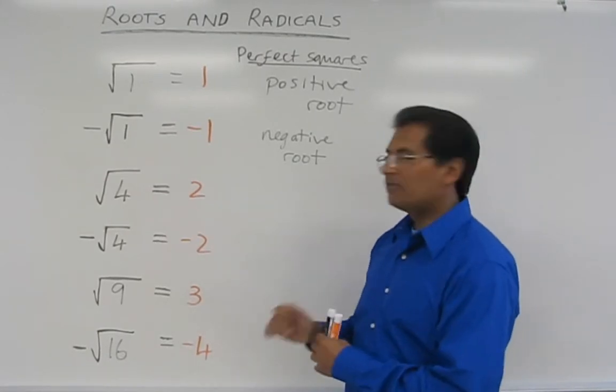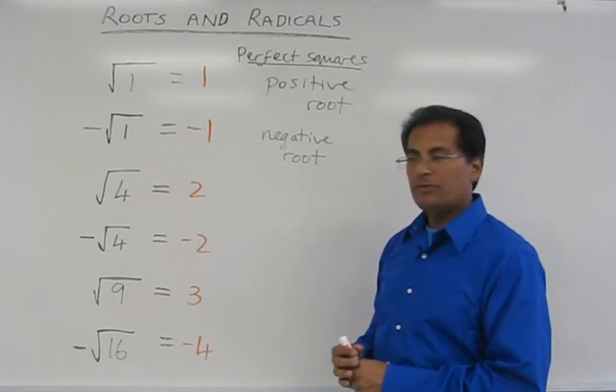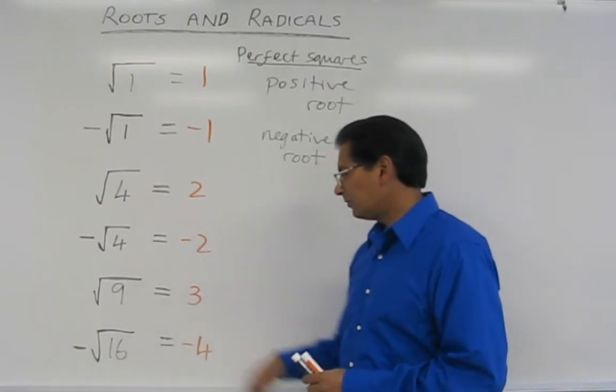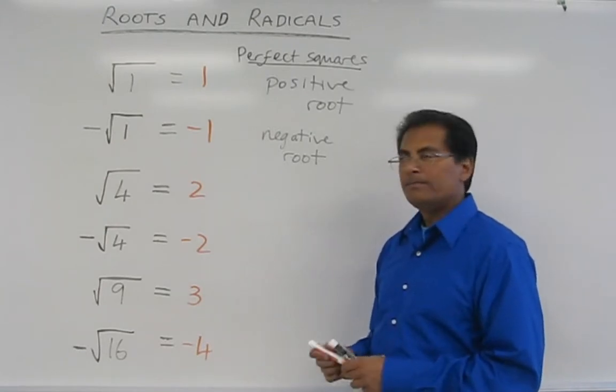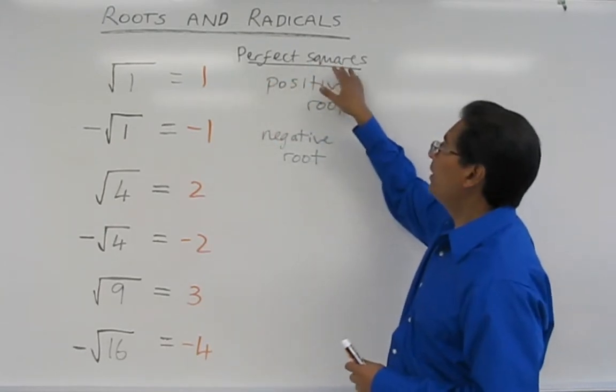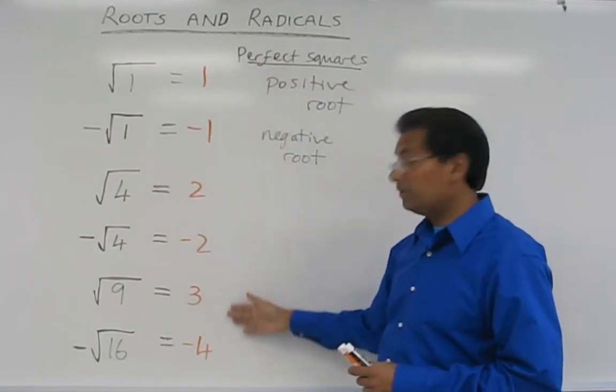But if we want the negative number, we'll put a negative in front of that symbol to indicate we want the negative root. Okay, the square root of 9 is 3. The negative square root of 16 is negative 4. Now, these are called perfect squares. Why? Because when I square root them, I get nice whole numbers, nice integers.